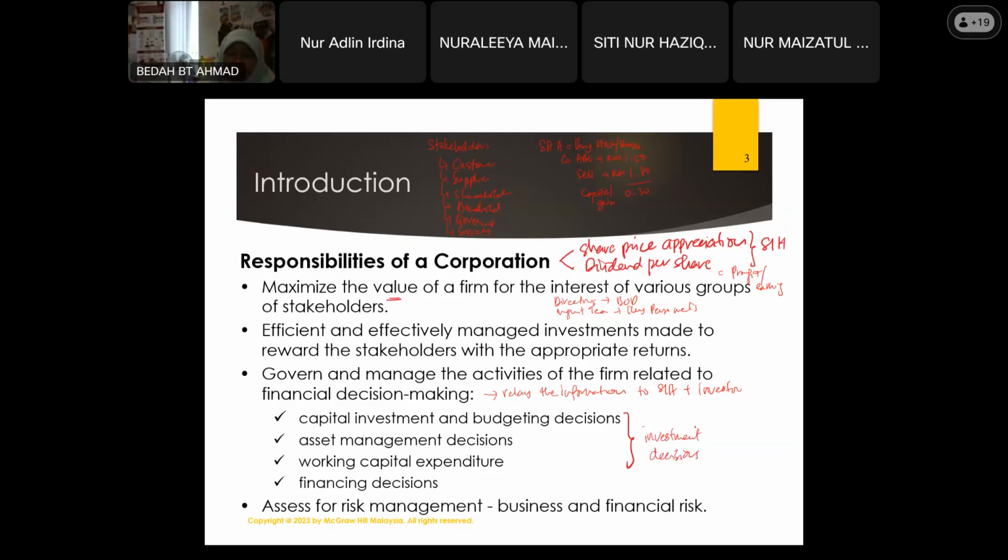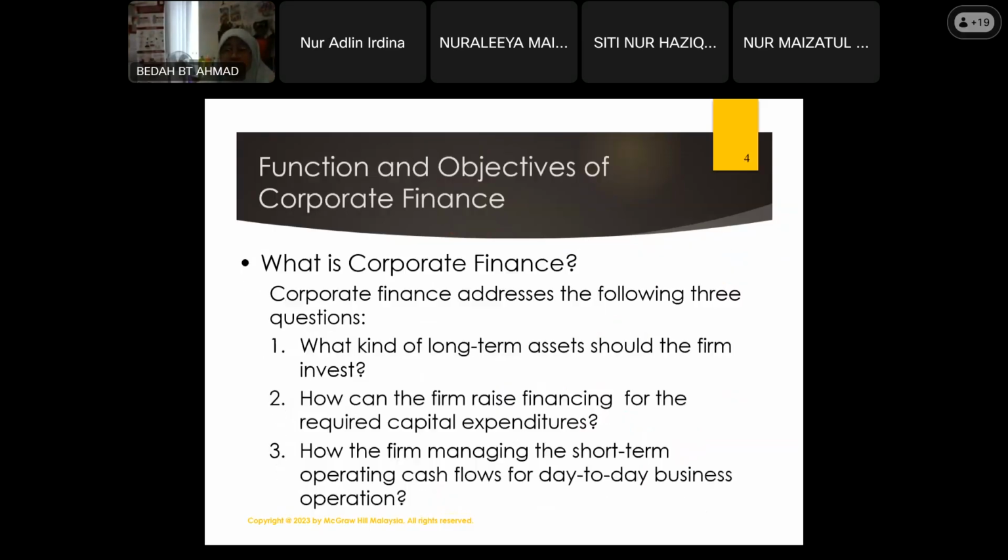Investment decisions. And also make risk assessment on the business and financial risk.